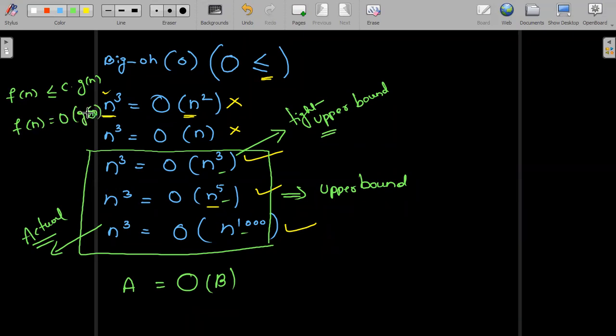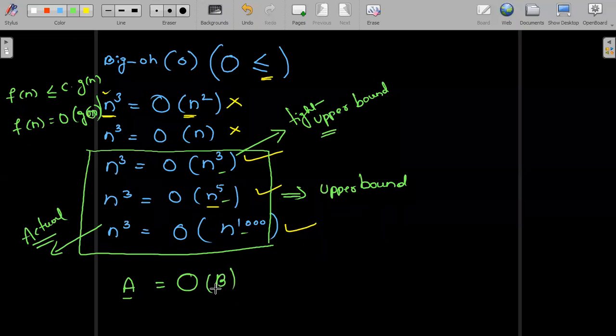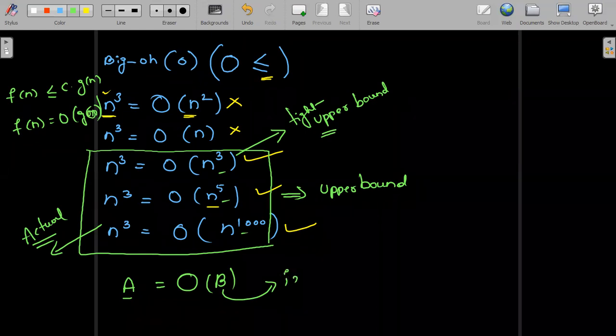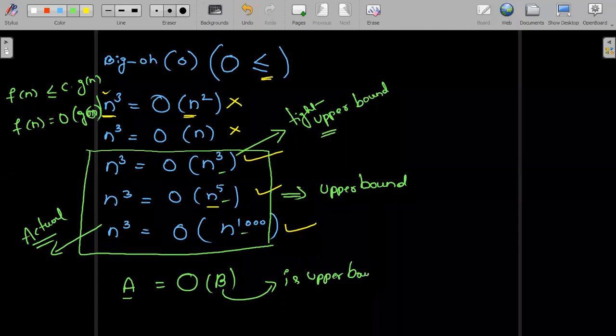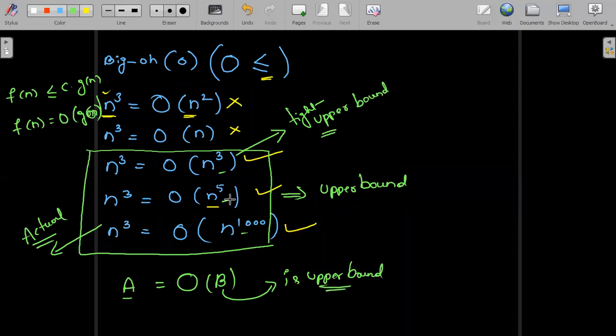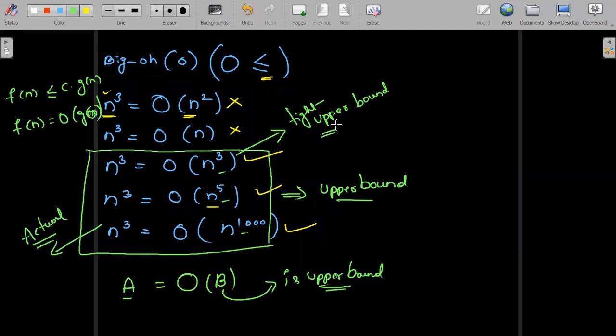Yes or not? Okay, so this is what exactly we prove. f of n is nothing but A, and big O of g of n is nothing but B. It clearly says that B is an upper bound here. B is the upper bound. That is what exactly I showed you. These are all upper bounds, and this is the tight upper bound, the tightest upper bound. This whole left side is the actual one.